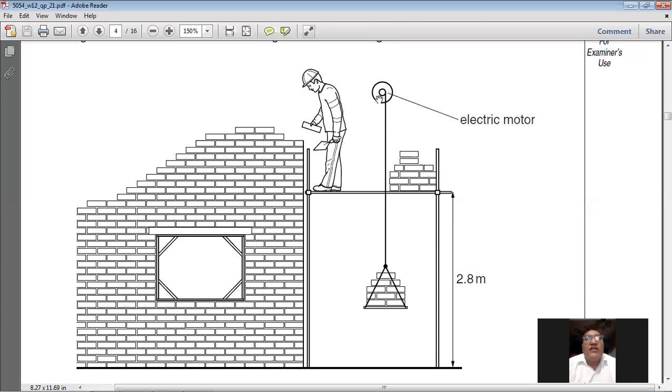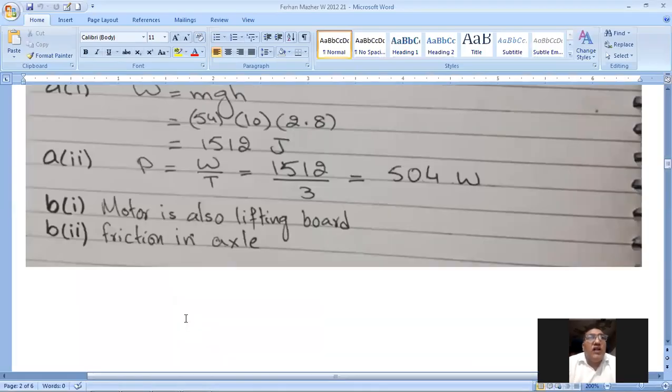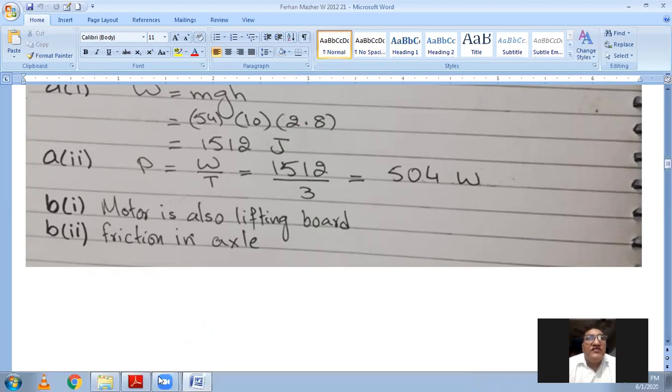Due to that, what will happen? The energy will be converted into heat. So there will be a loss or waste of energy. I have written this answer also. Let me show you. The motor is also lifting the board on which the bricks are placed, and there is friction in the axle of the motor. These can be the 2 reasons due to which some of the power is wasted.